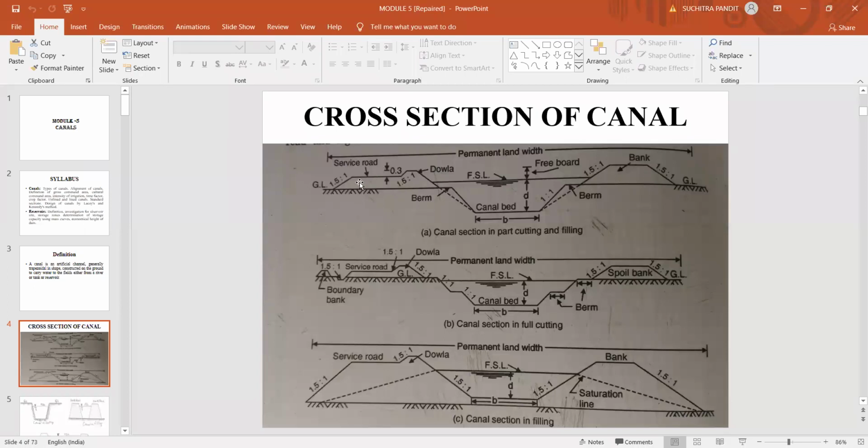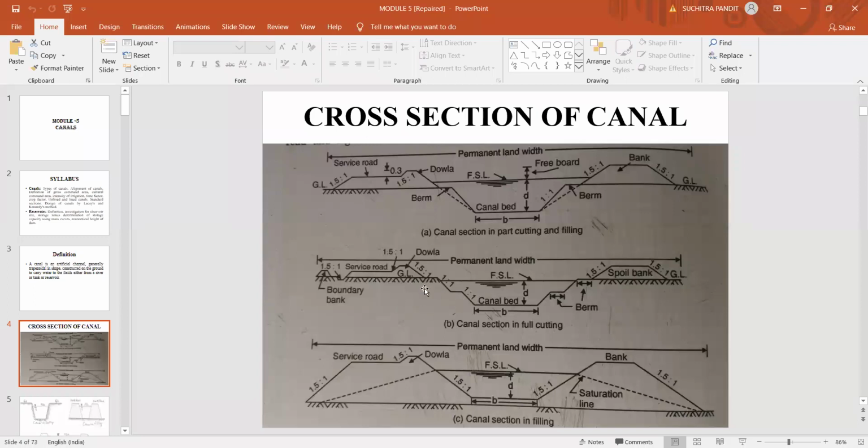You can see here these are the earthen embankments, and on one of the sides of the earthen embankments, a service road will be generally provided for the purpose of inspection. So these are the consolidated earthen bunds on both sides, since the canal is in partial cutting and partial filling.